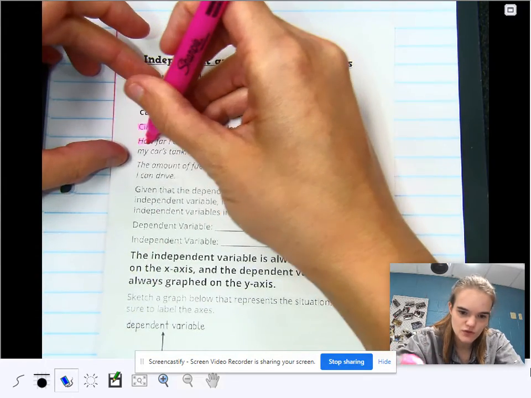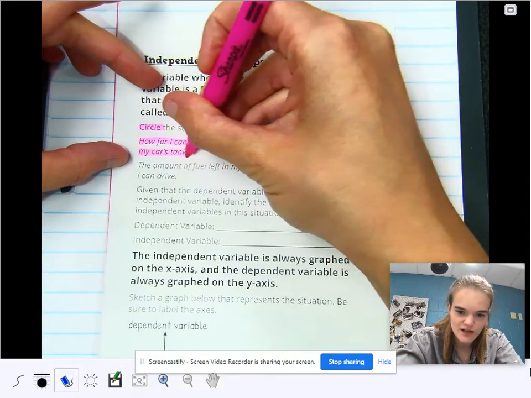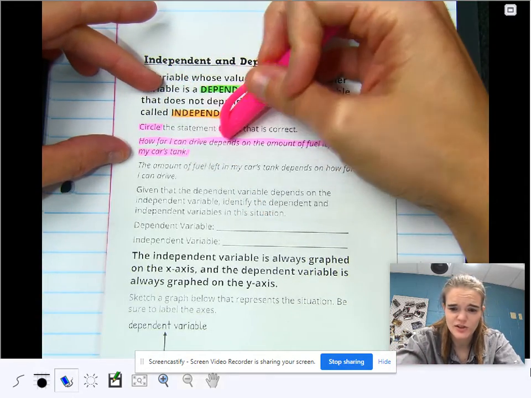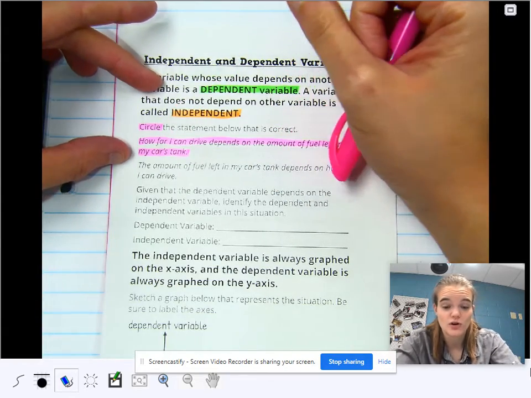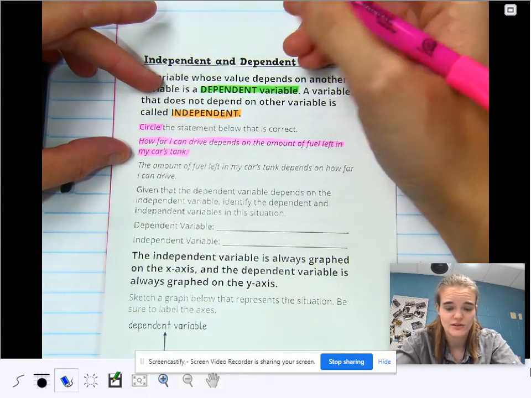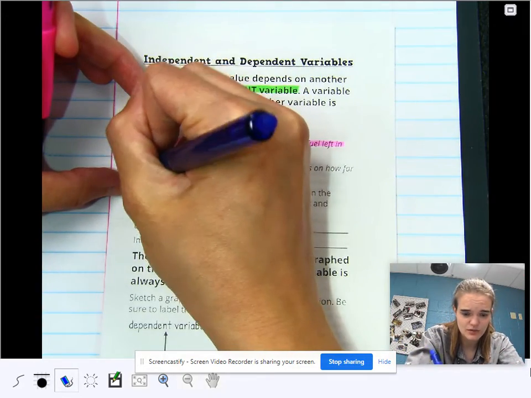The first is true. How far I can drive depends on the amount of fuel left in my car's tank, because I can only go as far as I have gasoline. So the other one is not true. We're going to cross that one out.